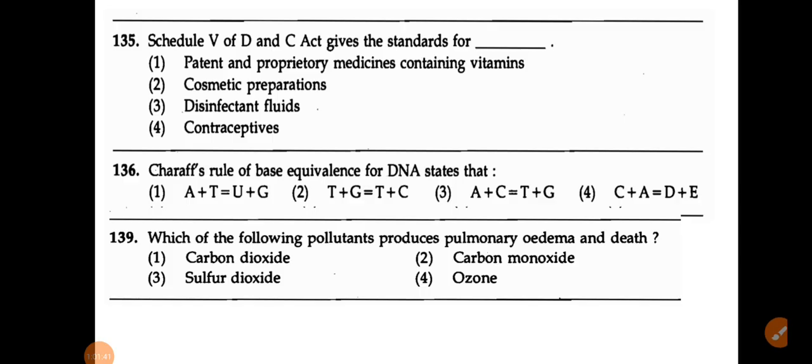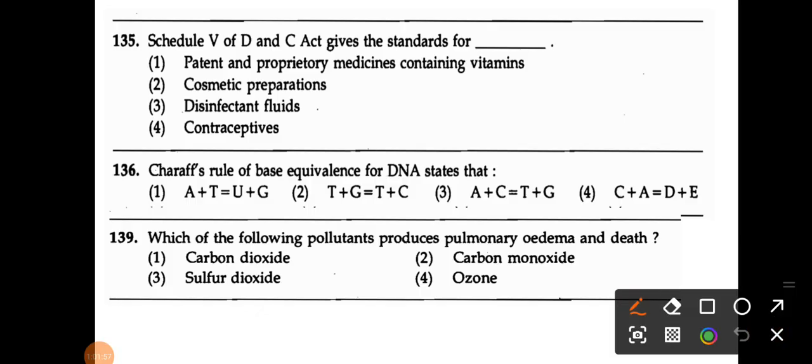Then Schedule V of Drug and Cosmetic Act gives the standard for. Again, one question is from your Schedule V. First one is patent and proprietary medicines containing vitamins, cosmetic preparations, disinfectant fluids, and contraceptives. So what is the correct answer here? Schedule V is regarding your patent and proprietary medicines containing vitamins. What about cosmetic preparation? The standard of cosmetics is given in your Schedule S. Right? Contraceptives are given in the Schedule R.